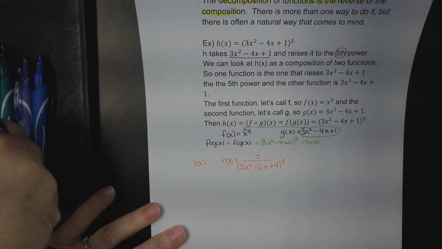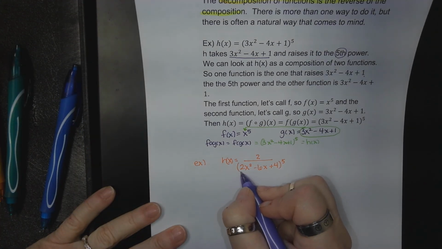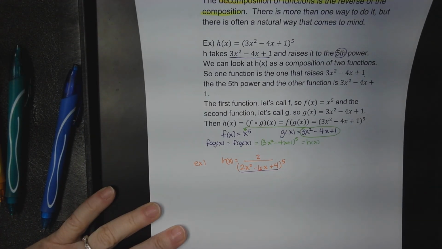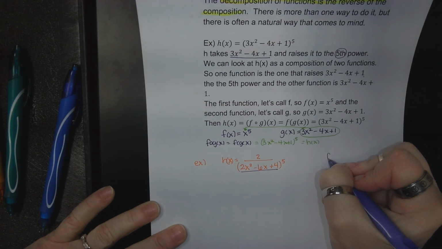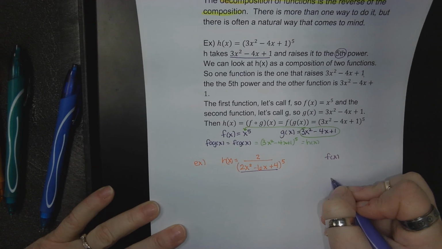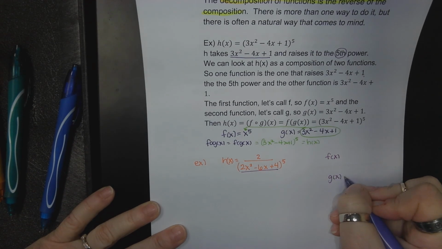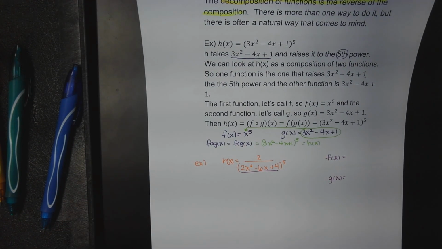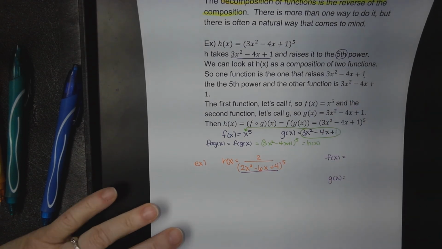Well, it would be this polynomial, right? So we're going to identify that. We're going to find that. The polynomial, or the most complicated thing, we're trying to find f of x and g of x. So you find your most complicated thing in your function and pull it out.